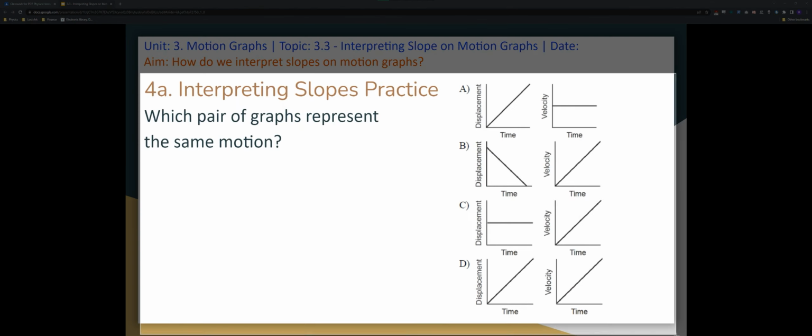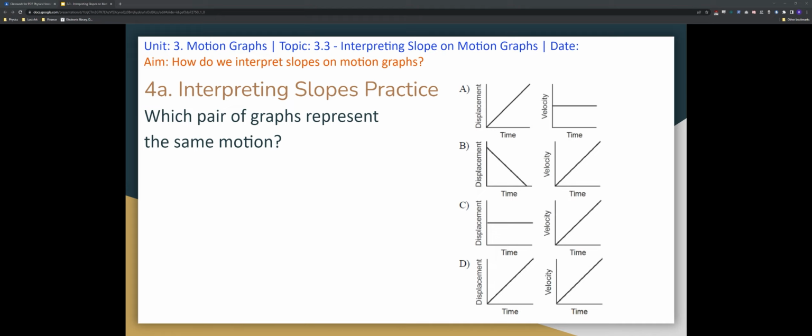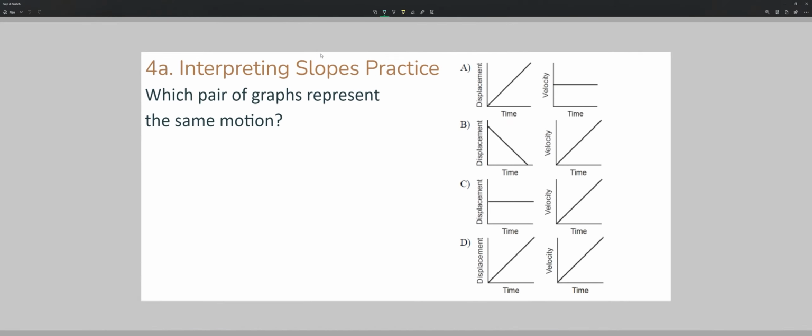Let's go over the practice questions. Let's go over this one. This question says, which pair of graphs represent the same type of motion? Well, let's look at choice A. This PT graph, the displacement versus time graph, seems to have a constant slope, which means I have a constant velocity.